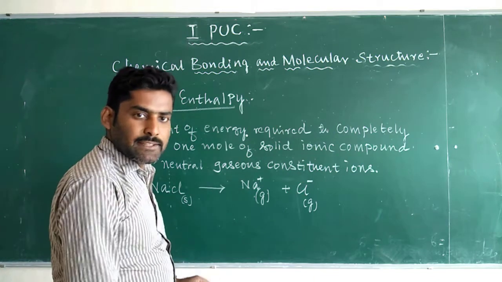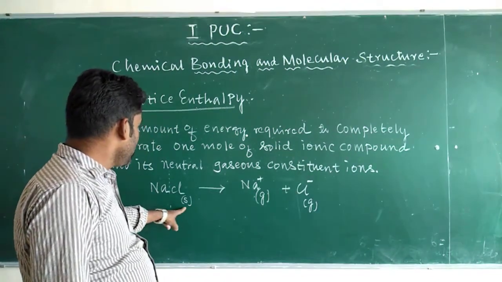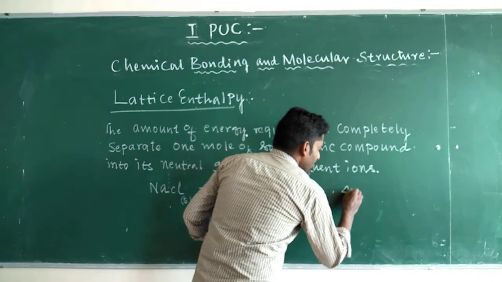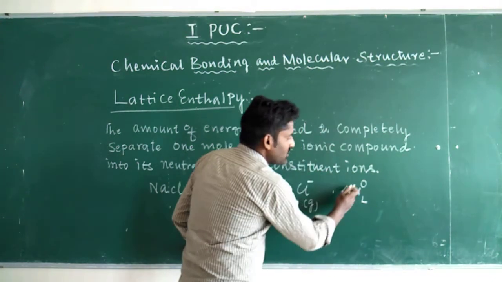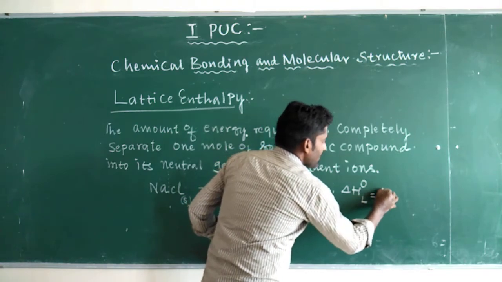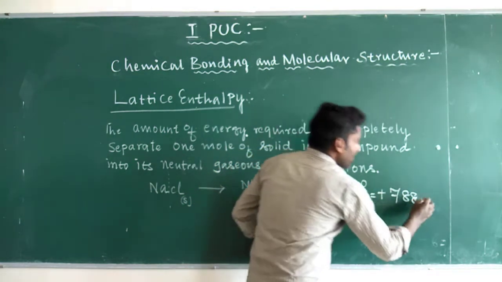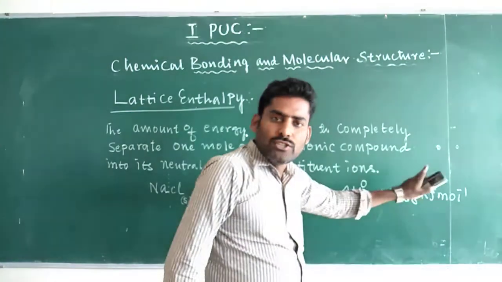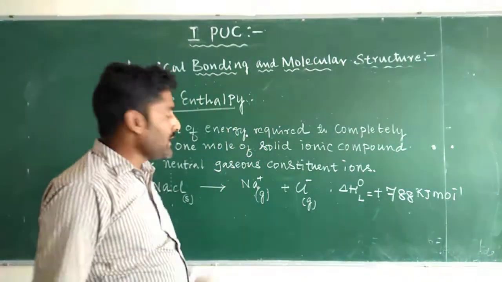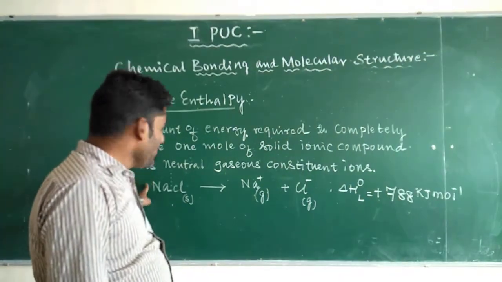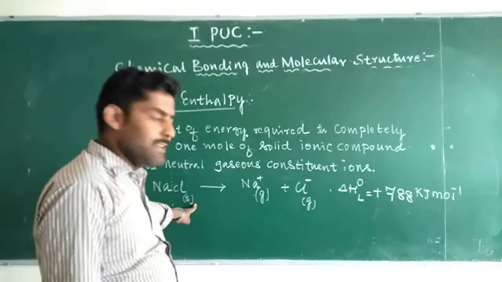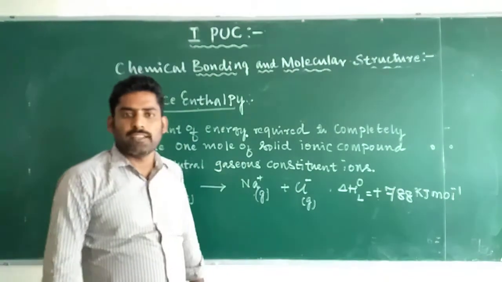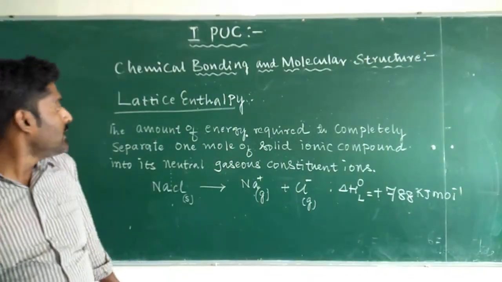So to separate one mole of solid ionic sodium chloride compound, we require a standard lattice enthalpy change of plus 788 kilojoule per mole. 788 kilojoule per mole of lattice enthalpy or energy is required to completely separate one mole of solid sodium chloride into neutral gaseous sodium ion and chloride ion. So this is called lattice enthalpy.